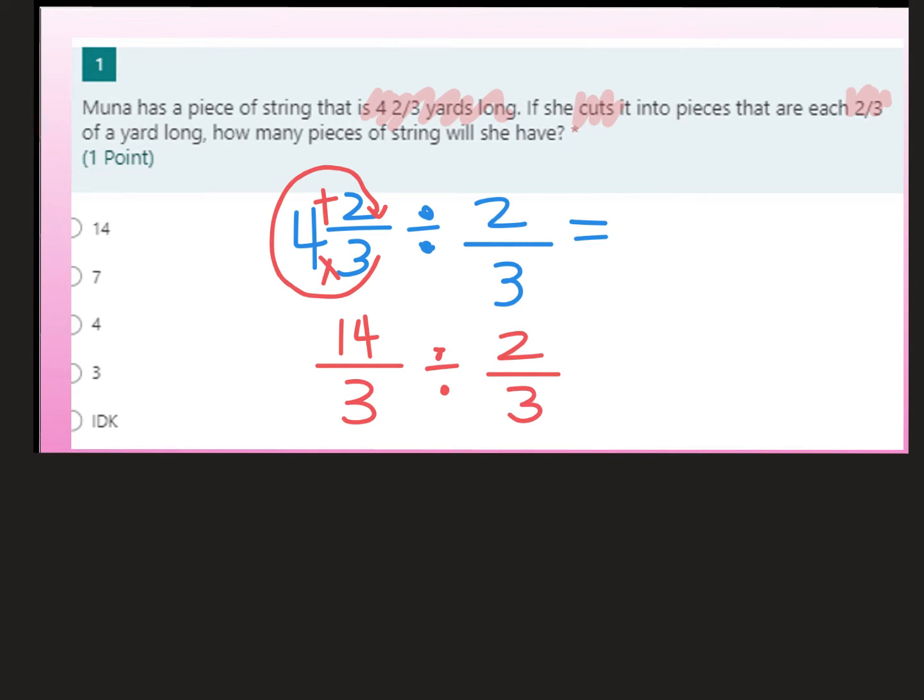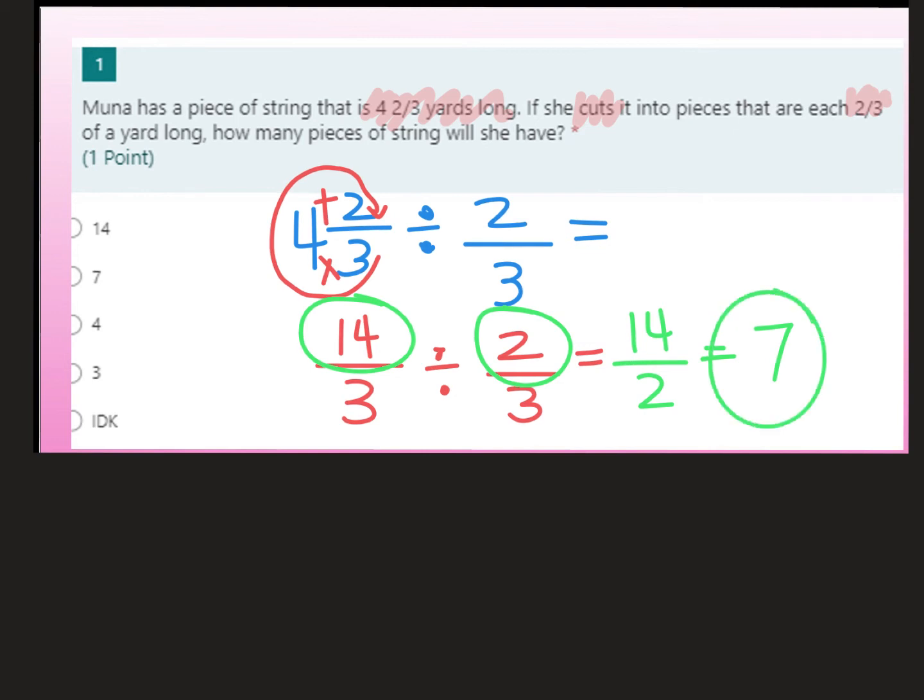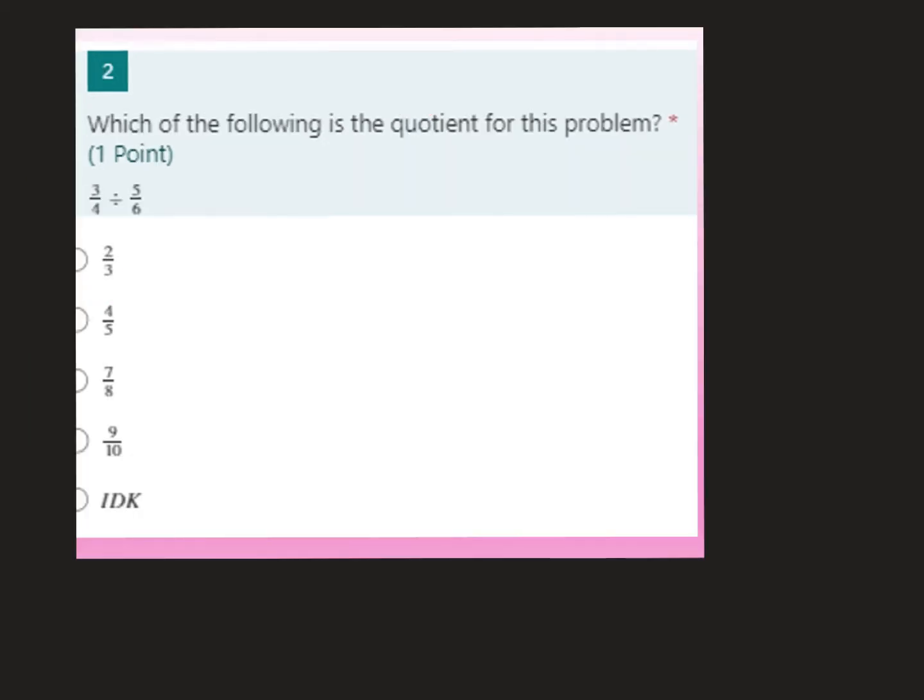What's great about this problem is we already have common denominators. So I can just take my two numerators, 14 and 2, and make them into my answer. Remember, first numerator goes on top, second numerator goes on the bottom. So 14 over 2. And when we simplify that, 14 divided by 2 is 7, or you can think of it, 2 goes into 14 7 whole times. So how many pieces of string will she have? She will have 7.